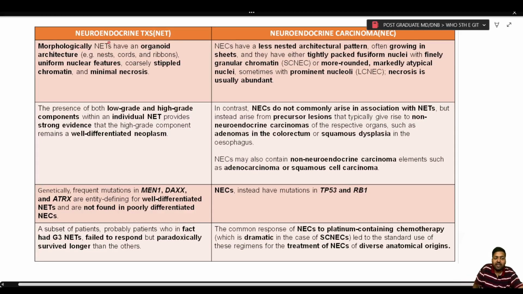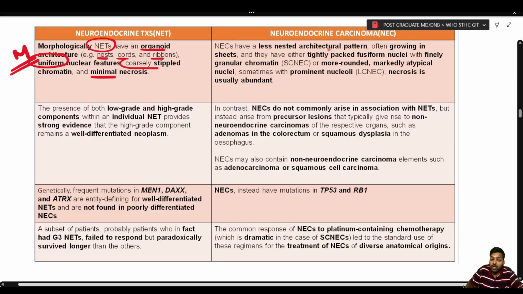Morphologically, remember, all neuroendocrine tumors have an architectural pattern. They have organoid nests or organoid architecture comprising nests, cords and ribbons. They have very uniform nuclear features and coarsely stippled chromatin with a minimal amount of necrosis. So morphologically, this is the feature of a neuroendocrine tumor.